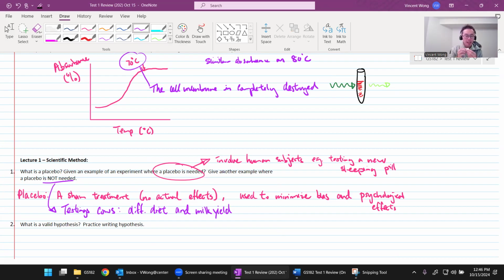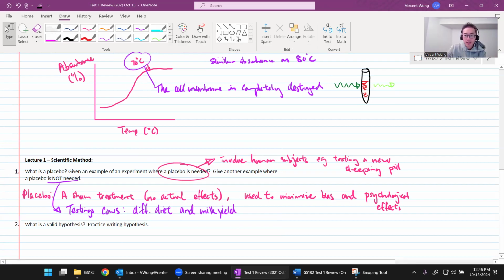In some cases, the words placebo and control might be used interchangeably. It depends on the context. But for us, just keep it simple. When you involve humans in an experiment, you're going to need a placebo. Otherwise, you don't need a placebo, but you still need to have a control. So that's that.